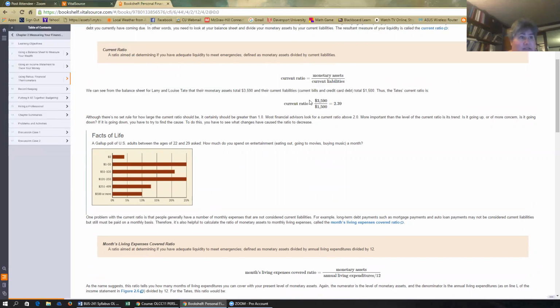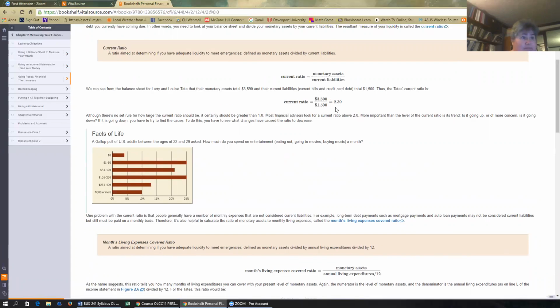So they show you they took their monetary assets divided by the current liabilities. And they get $2.39 or 2.39 times. That means for every dollar in current bills that are due right now or in the next short period of time, you have this much in money. So I have $2.39 for every dollar of bills that I have. And most financial advisors look for a current ratio of 2.0 or above. So Larry and Louise are doing pretty good.